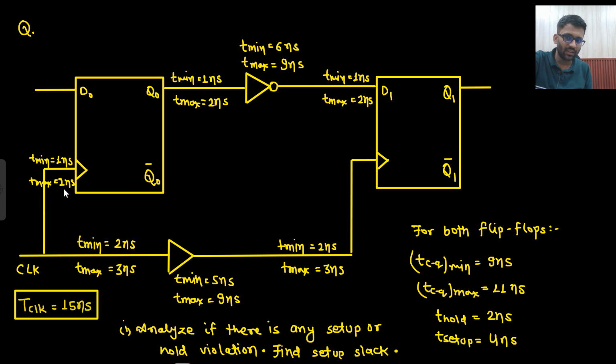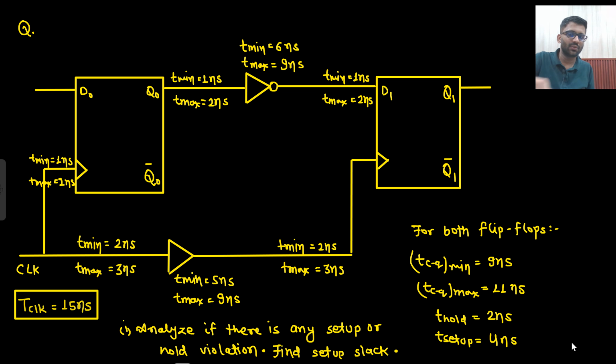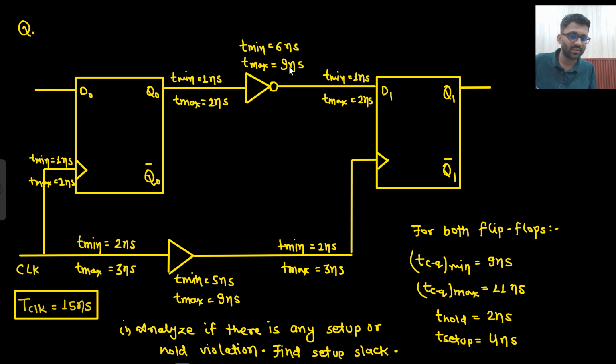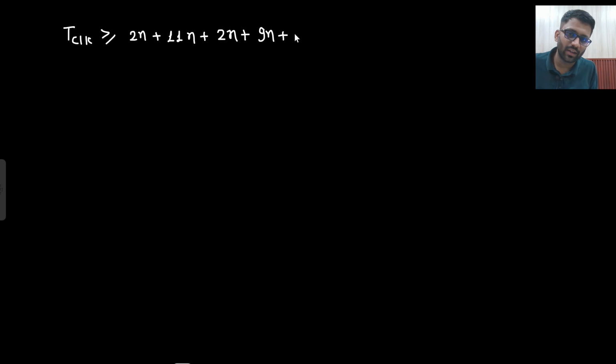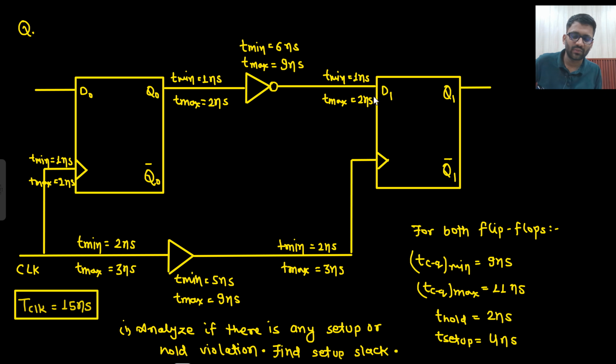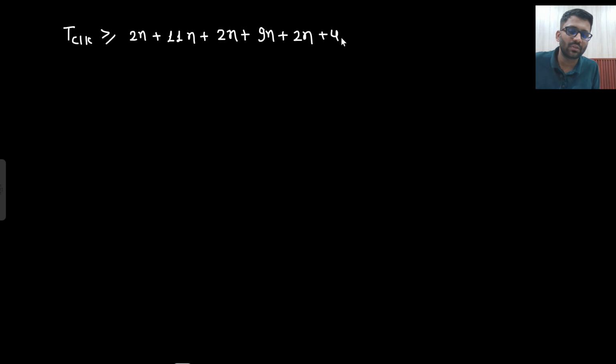So first 2 nanosecond, then clock to Q also I will take maximum, so plus 11 nanosecond, plus this wire is having a delay of 2 nanosecond. Maximum delay I am writing. Then the buffer is having a delay, maximum 9 nanosecond, and then again 2 nanosecond, 9 nanosecond, again 2 nanosecond. After that, I will see the setup requirement, that is 4 nanosecond. It cannot be maximum or minimum because this is a fixed value. So all of these are maximum.